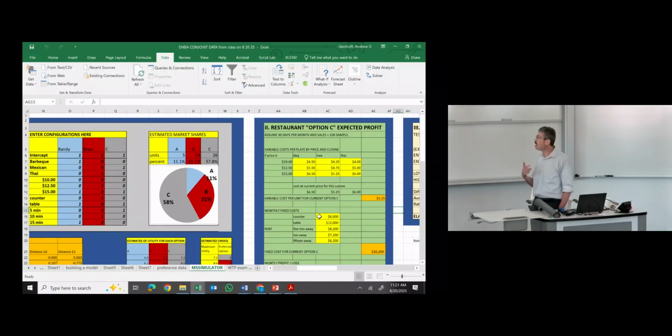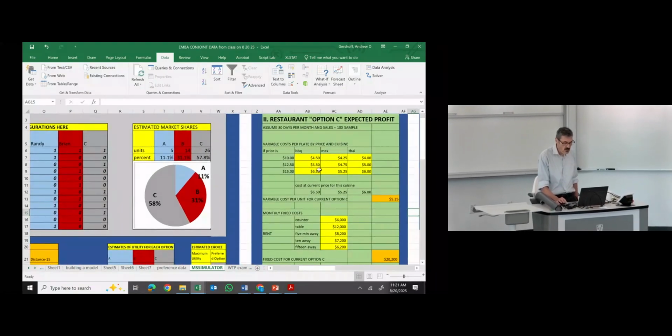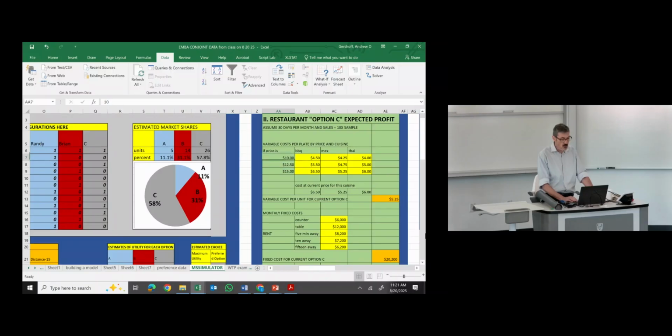If I think about profitability, I can build a model that makes some assumptions about what my costs are. So let's assume that I actually do provide higher quality food with higher prices. This is my estimate of what it would cost me if I had a barbecue place to offer a meal that costs a customer $15. My kitchen cost might be $6.50. And if I offered it at $12.50, my kitchen cost would be $5.50. So I've got my variable cost per unit here.